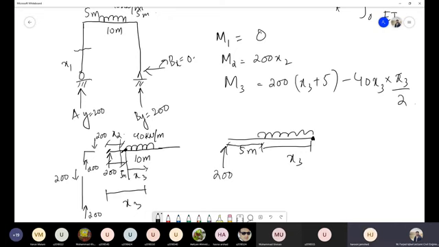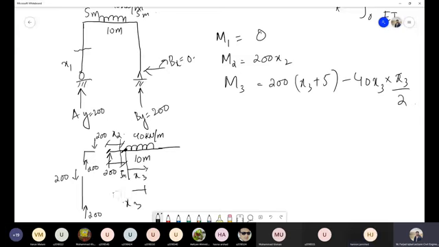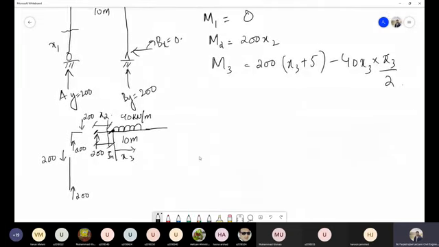So this is how you can write the equation. For now, we will consider our reference as this particular point. And the fourth section, we will take it from the start, just so that you can have an idea of both the methods.